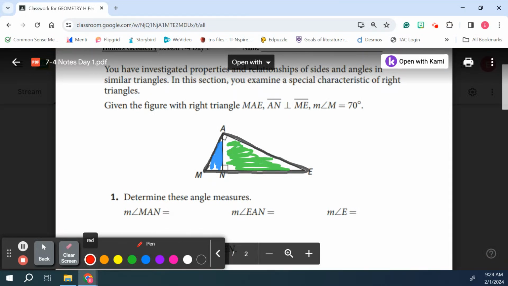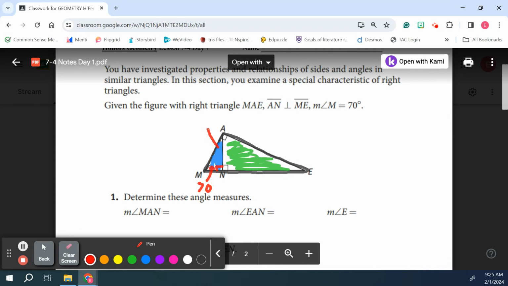The one thing they're telling me right now is that the measure of angle M is 70 degrees. So right here is 70. And because AN is perpendicular to ME, we also know that this is a right angle, so that's 90. So they want us to find the measure of M to A to N, this little itty bitty piece right here. What's that going to be?